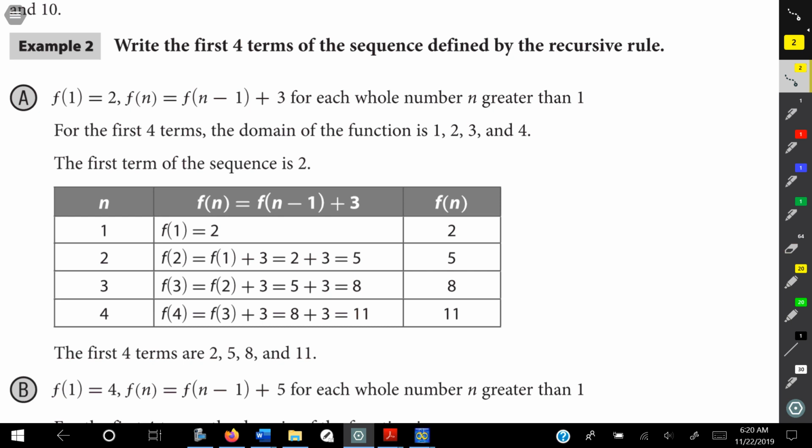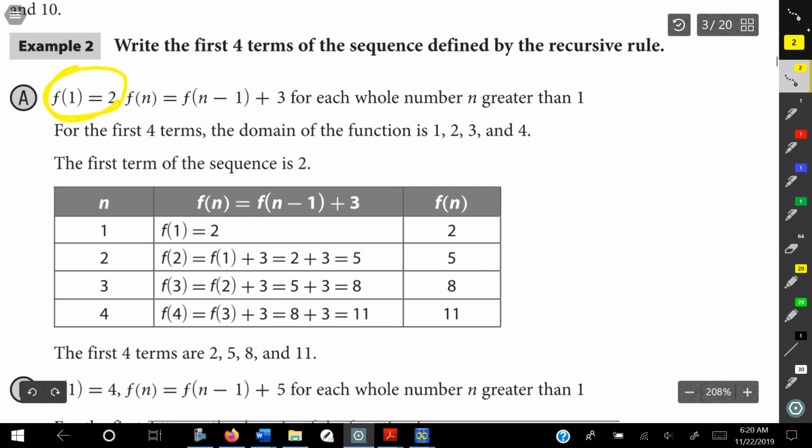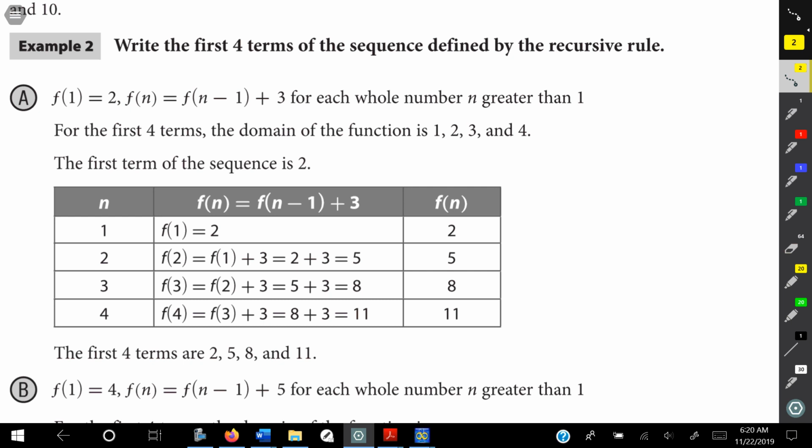All right, it says write the first 4 terms of the sequence defined by the recursive rule. The recursive rule here gives you f of 1 is equal to 2, f of n is equal to f of n minus 1 plus 3 for each whole number n greater than 1. And they want the first 4 terms. What they did is they started off with 1 and said f of 1, but that term is already given to you. It's 2. So f of 1 is equal to 2.